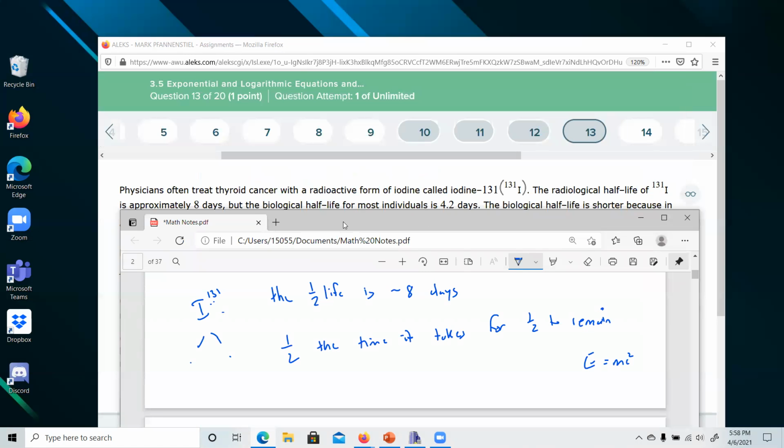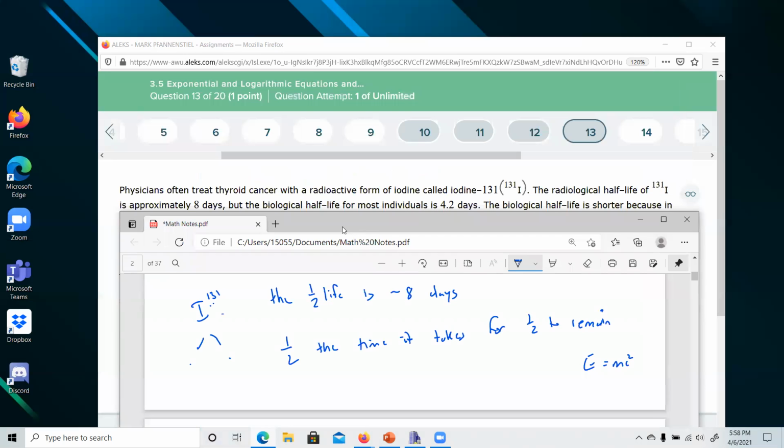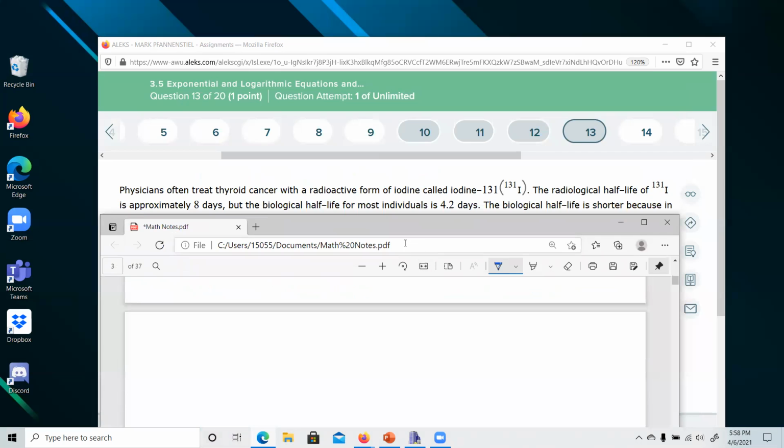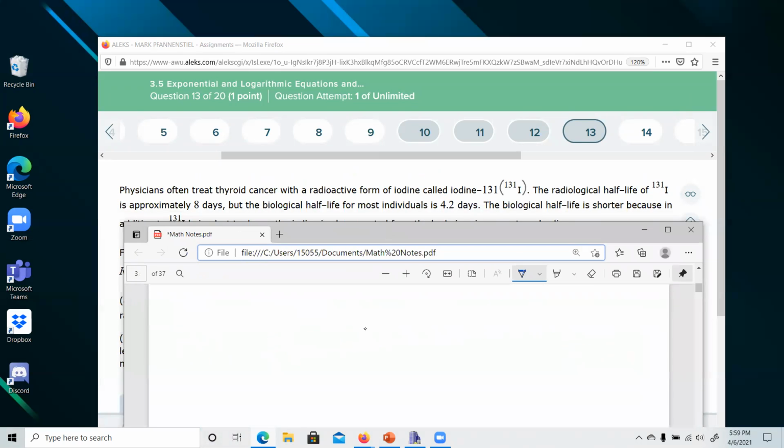Okay, so let's see here. Radiological half-life is approximately 8 days, but the biological half-life is 4.2 days. Oh, that's interesting. That's usually for the metabolism. So the half-life is 8 days, and your biological half-life is 4.2 days. I don't know what we're going to do with those numbers yet.